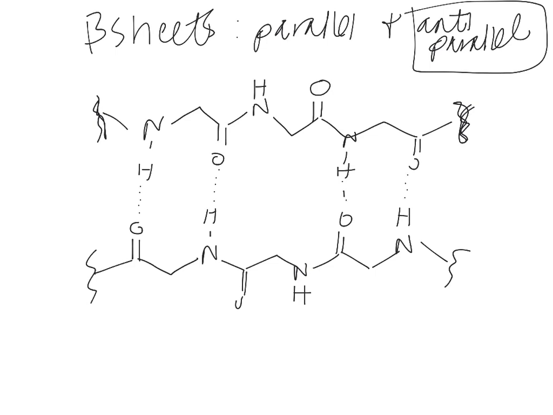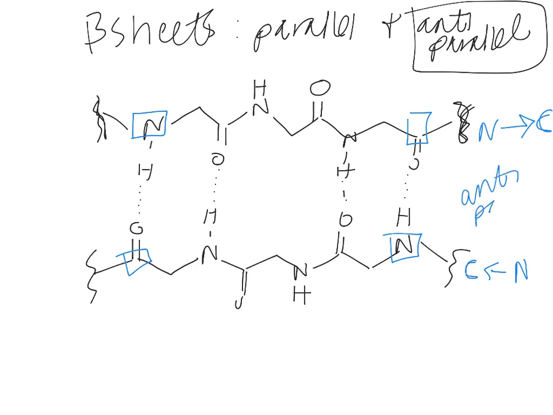Okay, so there's a few things to notice. This is going from N to C, and this one is C to N. Oops, add that in. So this is N to C here. That's what makes them anti-parallel, because they're running in opposite directions. Now the interesting thing is that for the anti-parallels the hydrogen bonds are parallel. Isn't that interesting? Okay, odd.